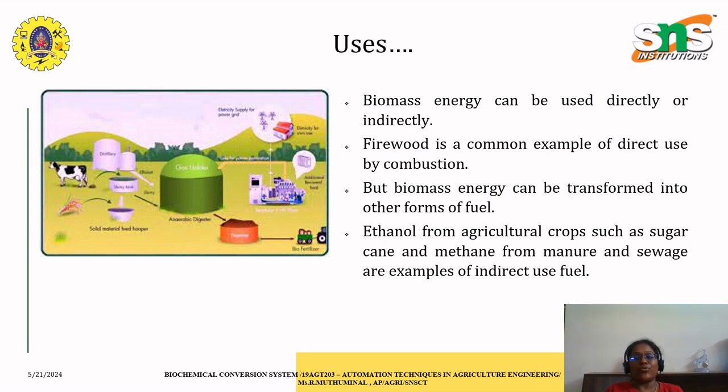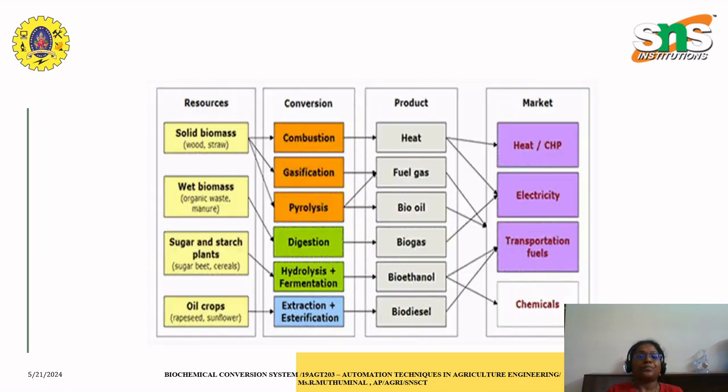The main use is that it can be used directly or indirectly. Firewood is the common example of direct use of combustion, but biomass energy can be transformed into other forms of fuel. Ethanol from agricultural crops such as sugarcane and methane from manure and sewage are some of the examples that are suited for indirect use of biomass fuels.